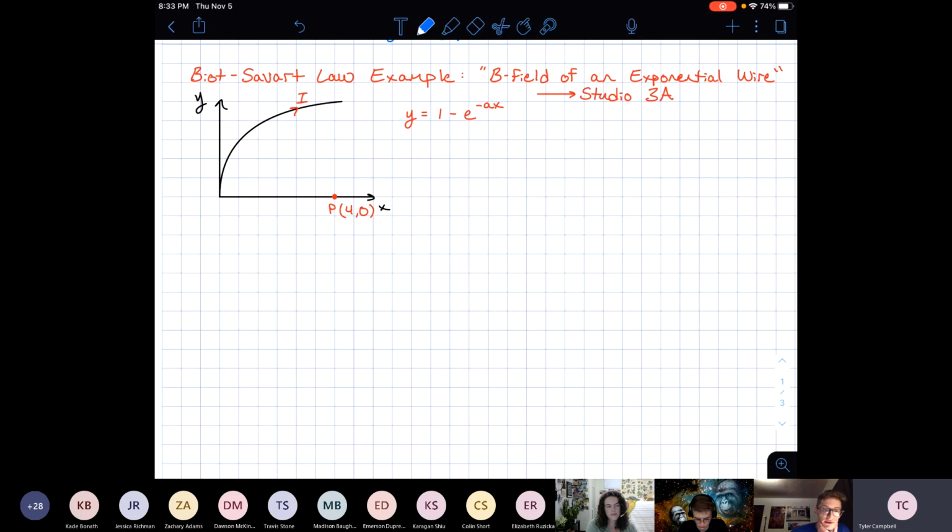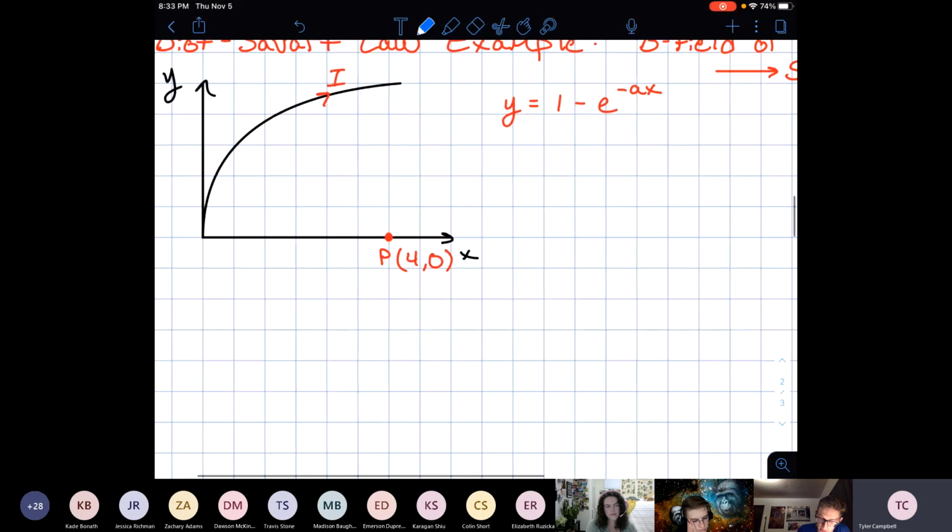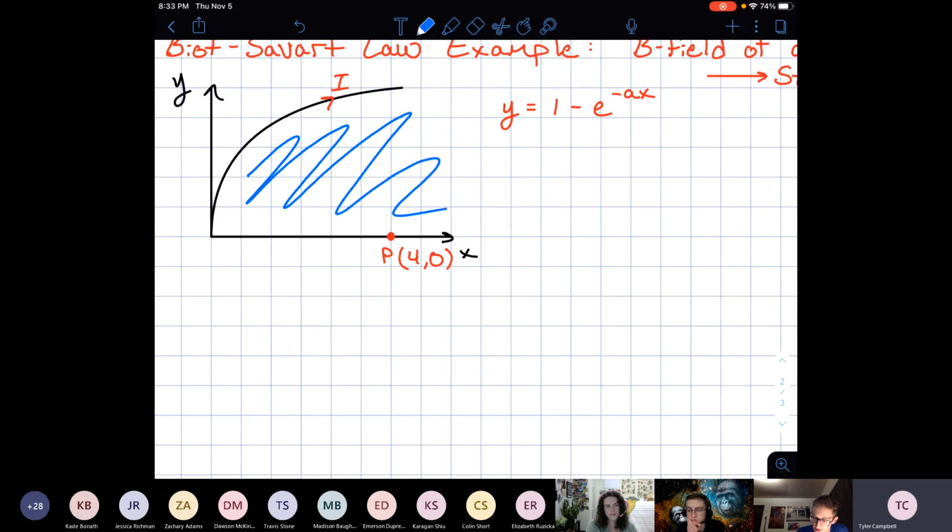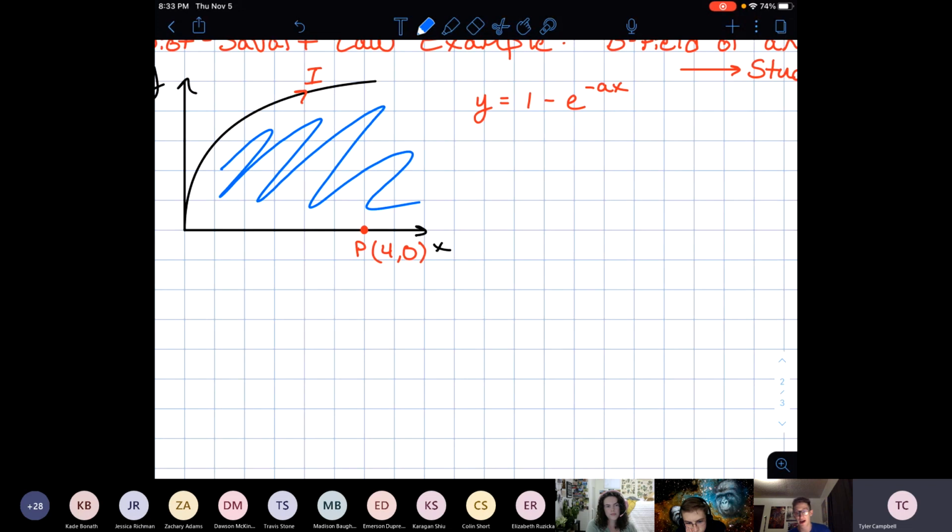So this problem in the actual studio is a scaffolded problem. It's asking everything step by step, which is good because that's probably the way a free response question would go. Working through this example on Studio 3A, the first question asks, what's the direction of the B field in the region in the wire, that blue region there?